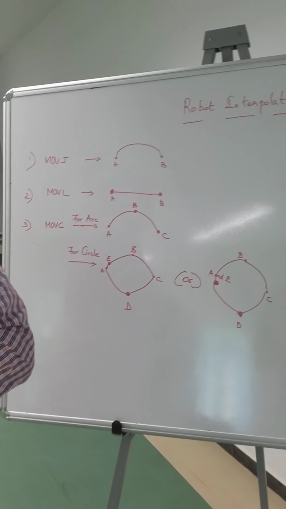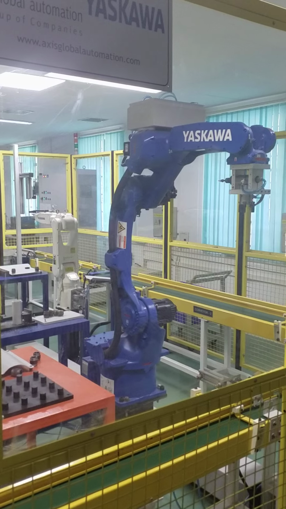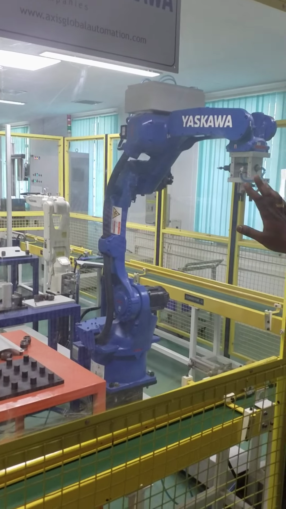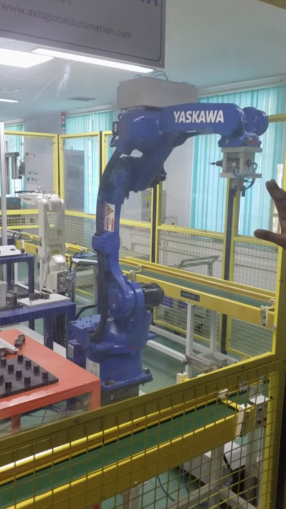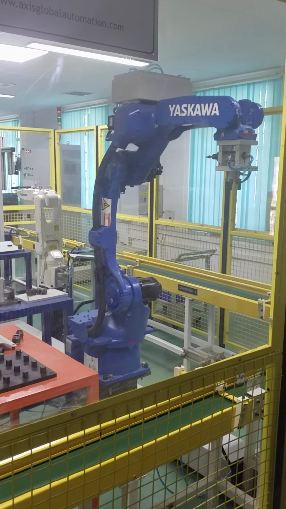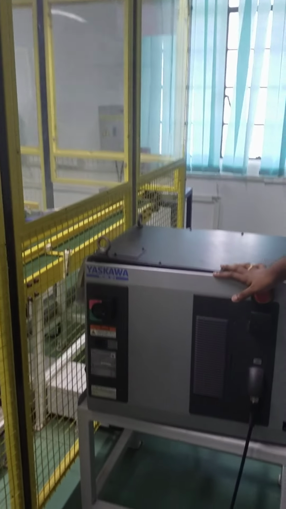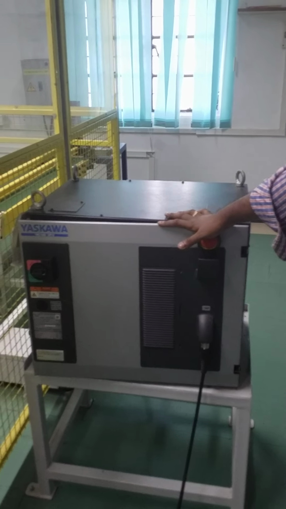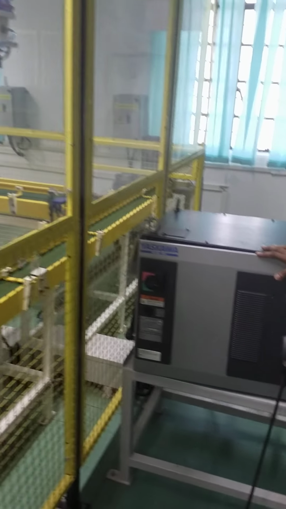So now we will see how we will program the industrial robot. This is the GP12 robot which we have seen in the classes. It has a payload of 12 kgs. This is the controller of GP12, which is the YRC1000 controller. This is particularly famous for continuous point applications.